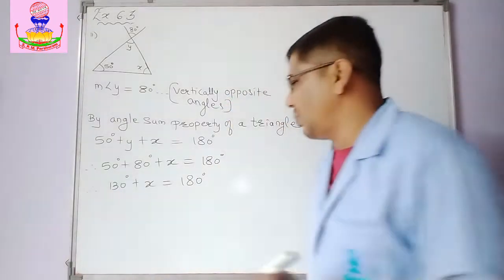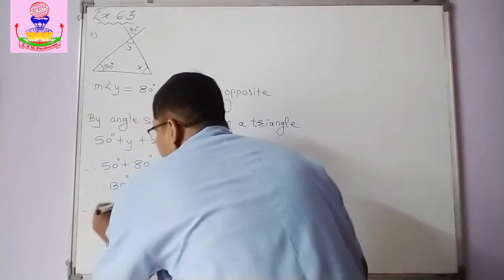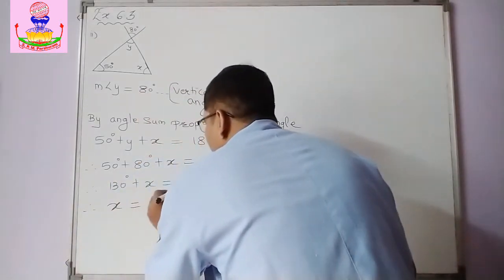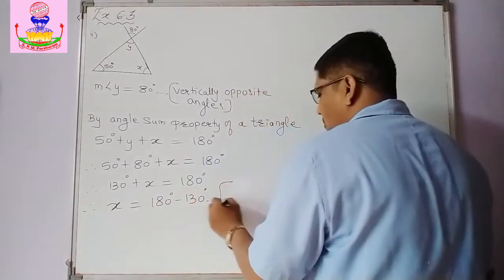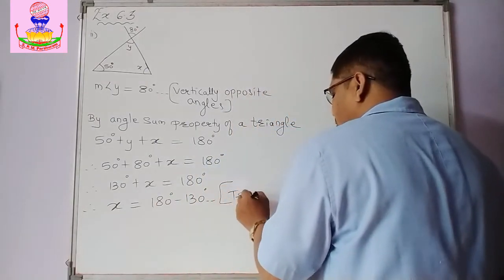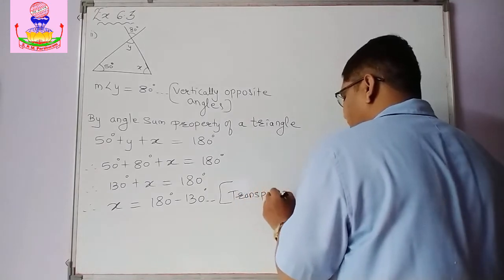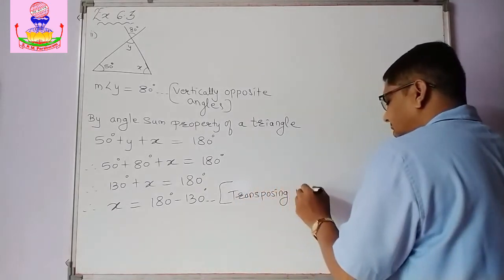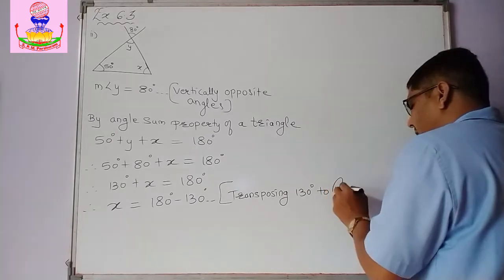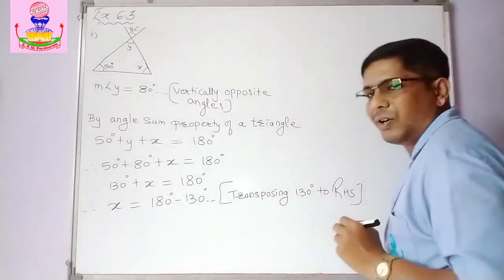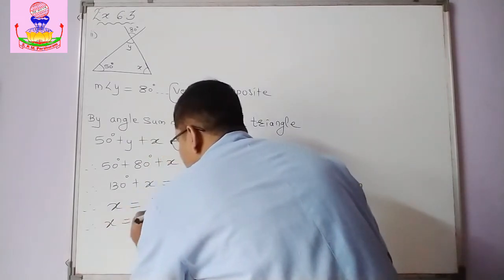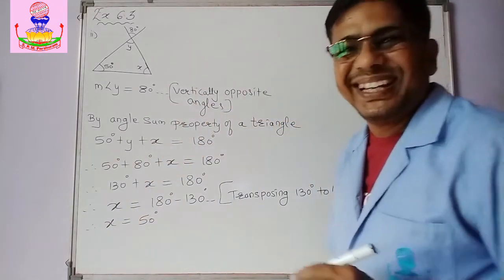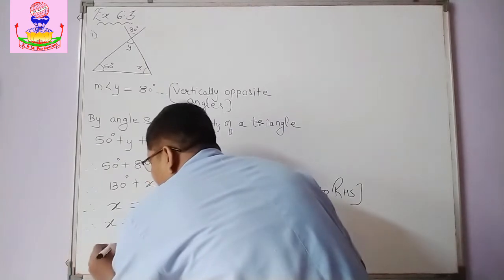Now bring this plus 130 to this side. So it will become minus. So what you did? Transposing 130 degrees to RHS. Right? So transposing 130 degrees to RHS. Okay? Now, so therefore X is equal to 50 degrees.